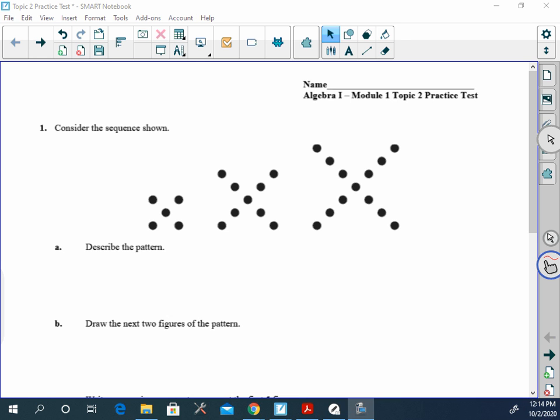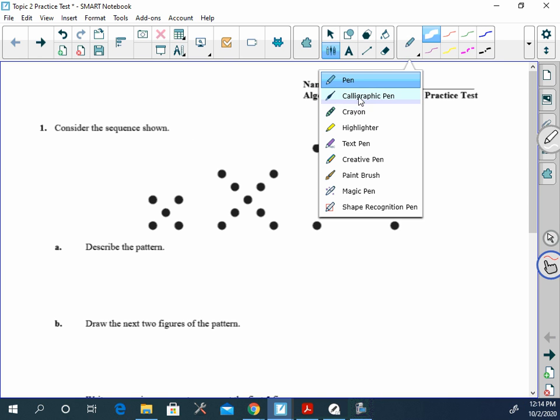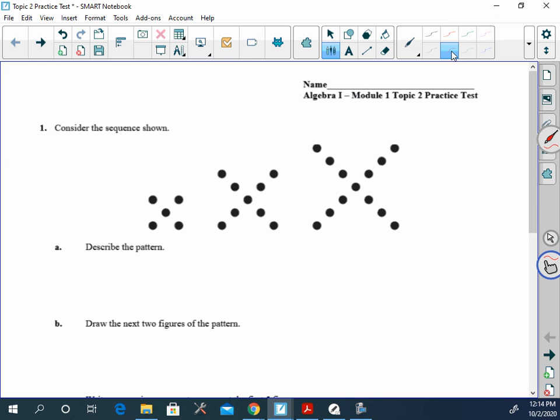Alright, we're going to work our way through this practice test page by page here. So the first page, we've got this sequence shown. It says describe the pattern. You do not have to describe the pattern exactly like everybody else. You can either describe it based off of the picture, or sometimes people look at the numbers and know what's happening. So if you're more of a number person, you might say that each has 4 more dots than the one before it had. So you could put that down. Or you could describe it more based on the picture, which is what I'm going to do.